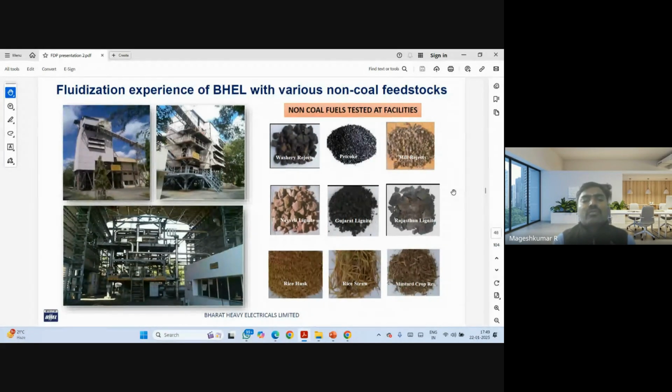Based on the source of raw material, the technology for gasification would change. After gasification, everywhere you will have syngas or methane as the end product, and further the circuits are the same. Based on the usage, you can use it. All these feedstocks have been tested in our gasifier.